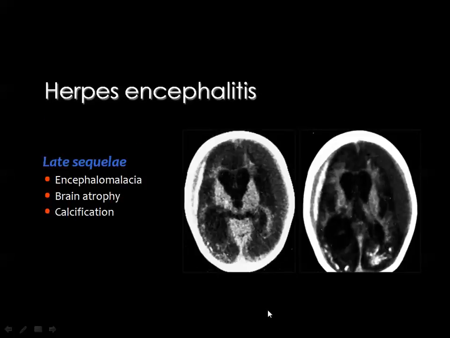Then after a long period of infection with management, you will see that the brain will suffer too many lesions indicating severe brain damage. And these are known as the late sequelae of encephalitis, or what we call post-encephalitic manifestations.